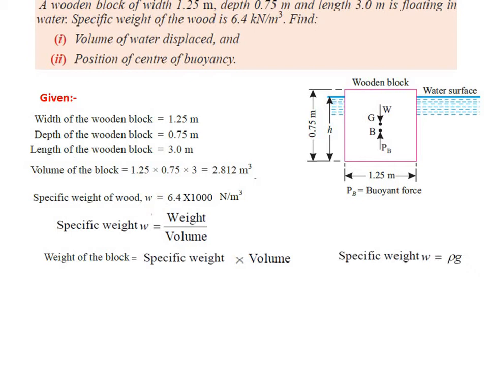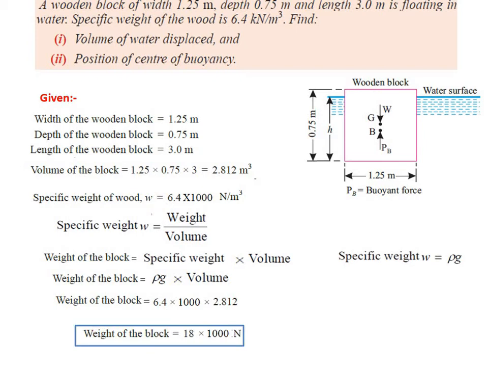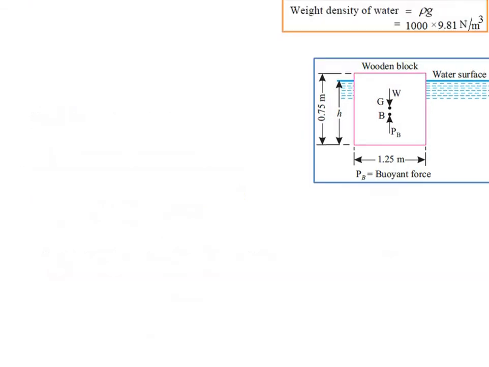Specific weight is nothing but W equals rho into g, and therefore the weight of block is nothing but rho into g into volume. Here the volume is known to us, and the specific weight is known to us. So multiplying, we will get the weight of block as 18 into 10 to the power 3 Newton. Now the weight density of water is nothing but 1000 into 9.81 Newton per meter cube. So the weight of block is 18 into 10 to the power 3, and the weight density of water is 1000 into 9.81.